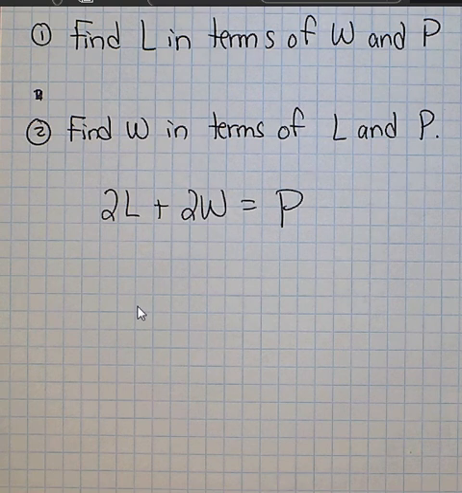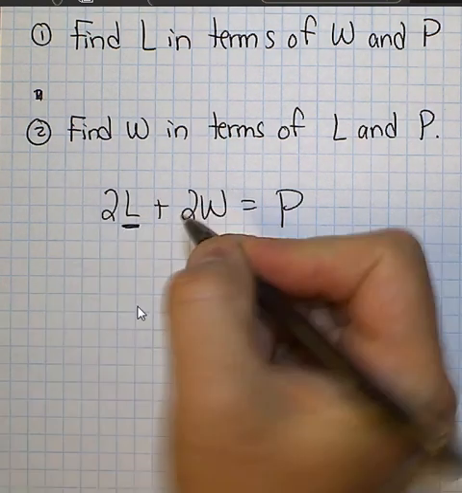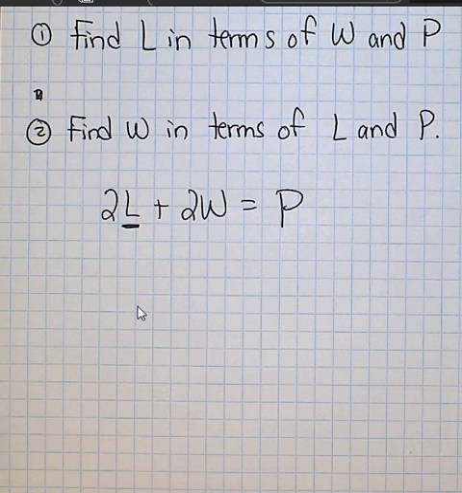Yeah. Okay, so we have 2L plus 2W is equal to P. What am I asking you in question number 1? I'm asking you to solve for L. So that's the one I'm going to underline. So I have to try to get that guy by itself. That's what solving for a specific variable is.